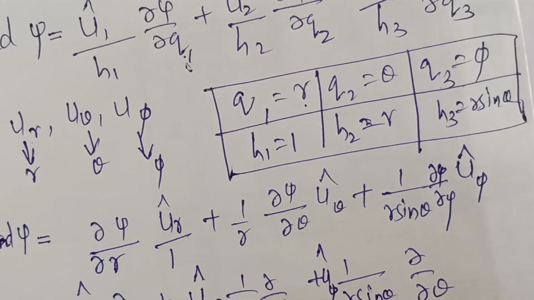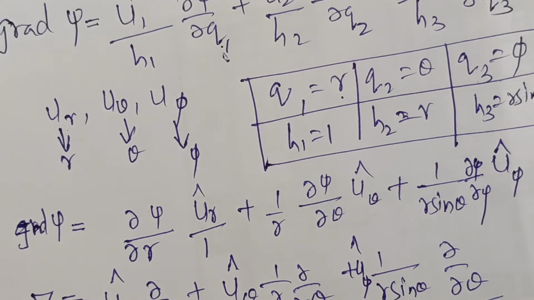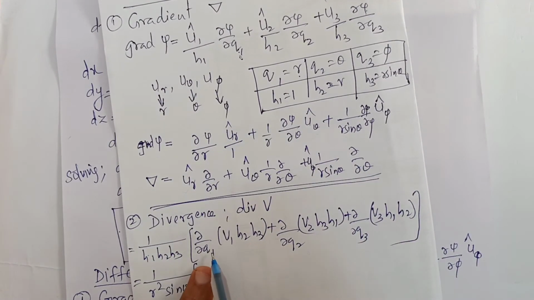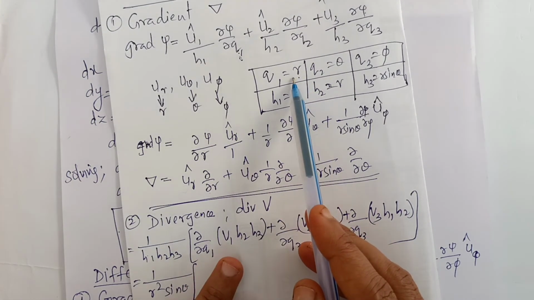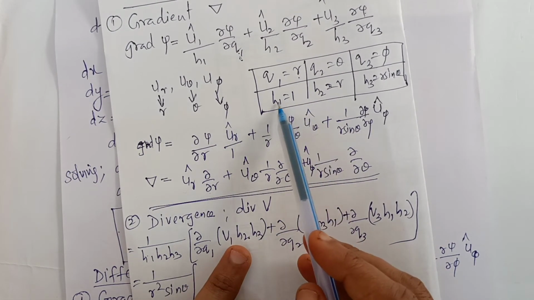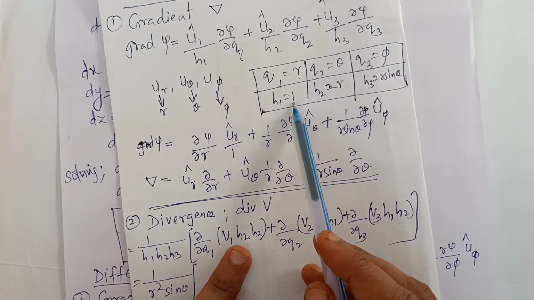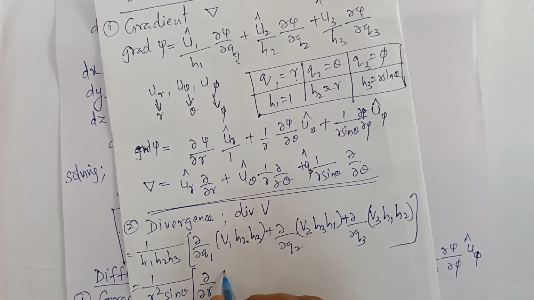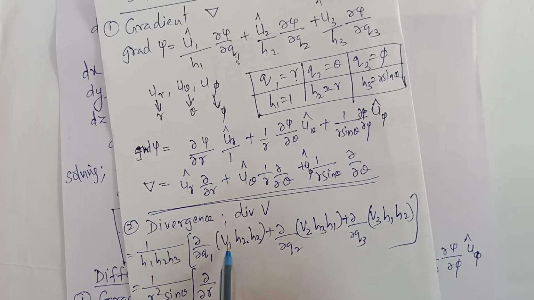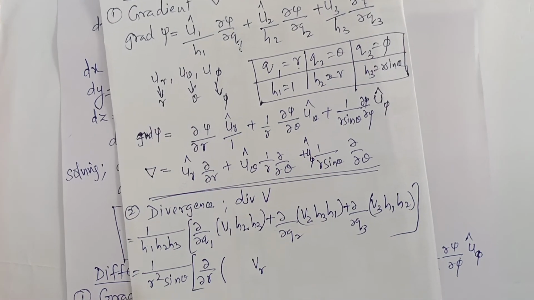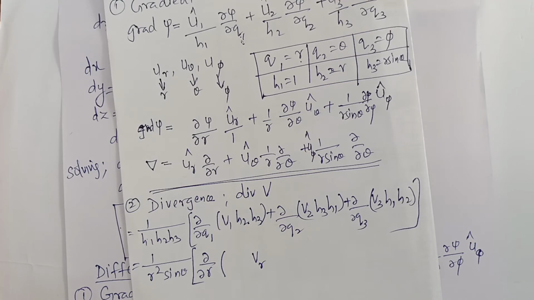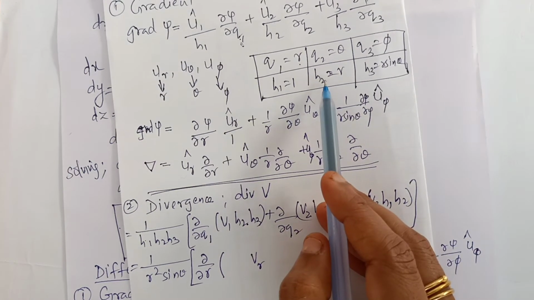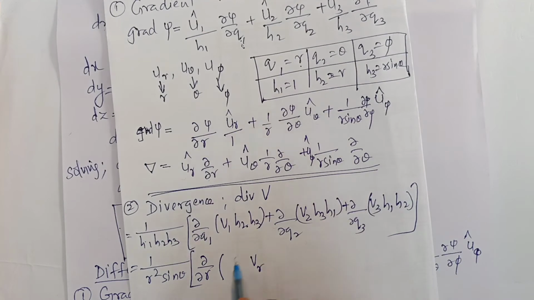Now, instead of q1 we are having r here, then h2 and h3 together we are having r square sine theta. So instead of q1 we are going to write r, and inside, instead of v1 means v of r. Then what is h2 and h3? h2 and h3 is r and r sine theta, that is r square sine theta.